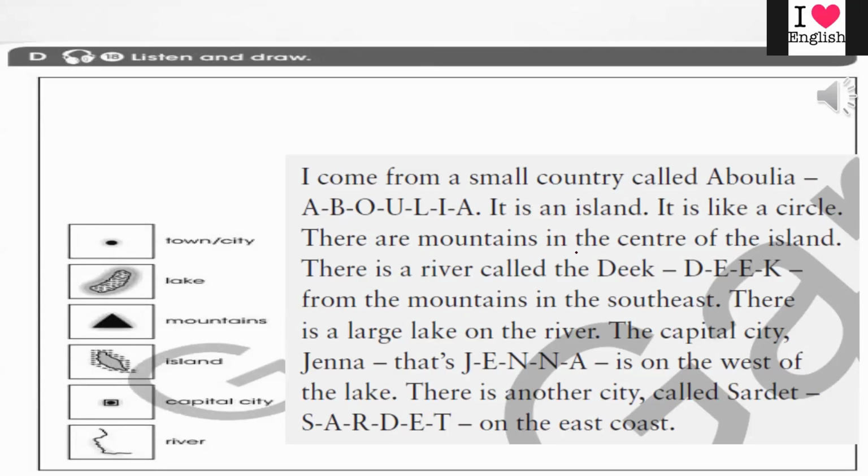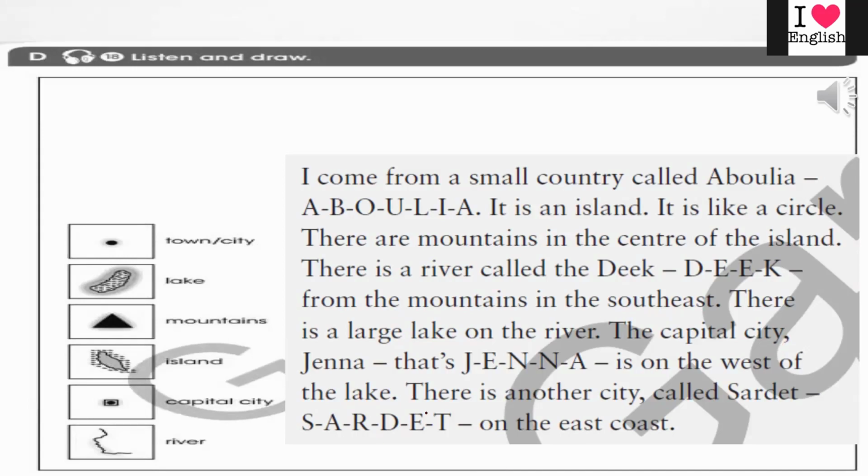There are mountains in the center of the island. وسط. Yes, there are mountains, Jibal, in the center of the island. There is a river called the Deek, D-E-E-K. So يوجد نهر, river here, نهر. From the mountains, in the southeast, there is a large lake on the river. So we have the river, and it ends with a large lake.